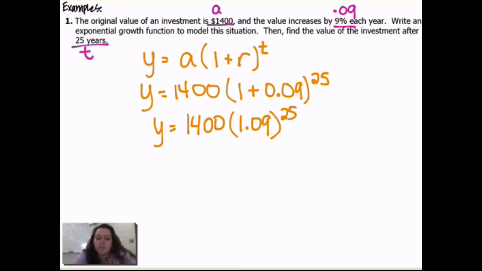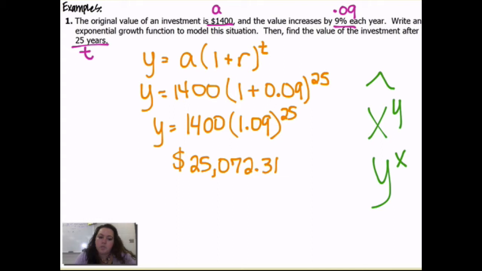On your calculator you have a button that either is a little caret symbol, or x to the y, or y to the x, something like that. So you would press 1.09 x to the y 25 equals, and then multiply it by 1,400, and you get $25,072.31.